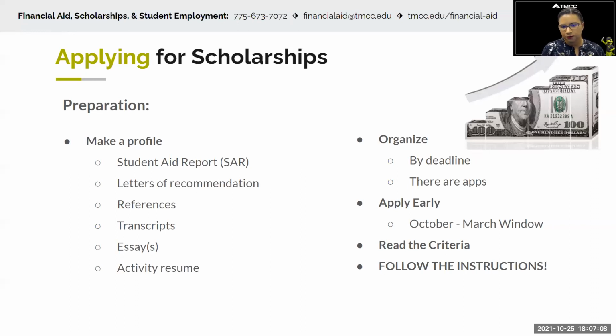A lot of scholarship donors that I've met with have told me that the main reason they don't award scholarships to some students is because they don't complete the application in its entirety. So they're not meeting that criteria or following those instructions.